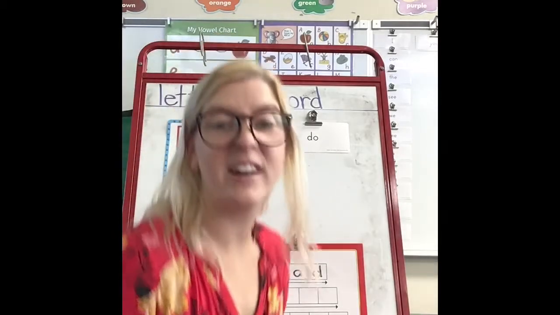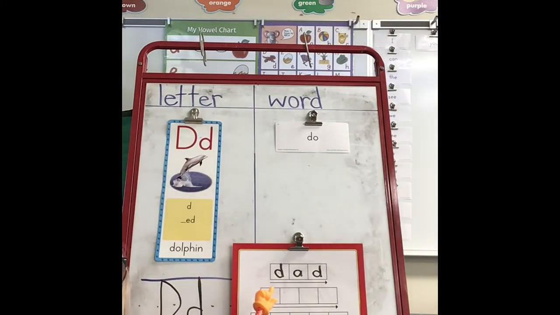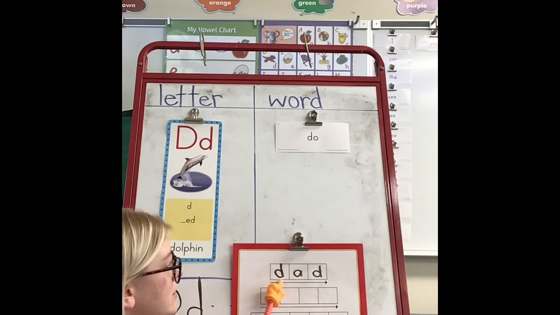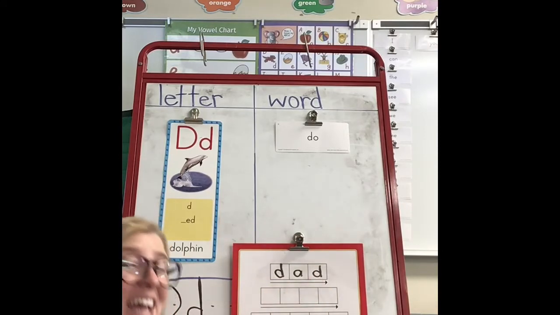Now let's read some words that start with the D sound, like in dolphin. This is the letter D. It says d, like dolphin. This is the letter A. It says a, like apple. This is the letter D. It says d, like dolphin. Let's read the sounds. D, a, d. Dad. What's the word? Dad.